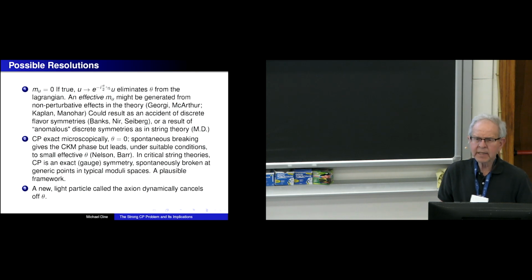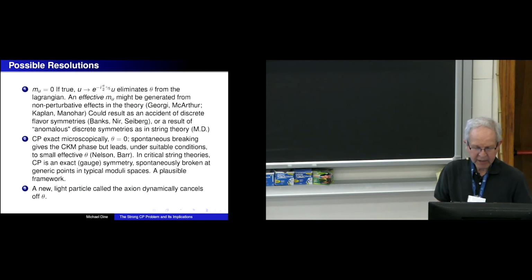And this massless U quark might result, for example, as an accident of discrete flavor symmetries or a result of anomalous discrete symmetries as arise frequently in string theory. Okay, so that's one possibility. A second possibility is that CP is an exact symmetry.